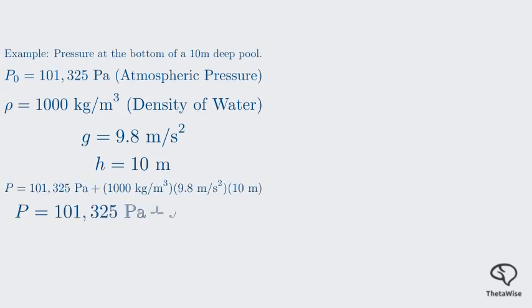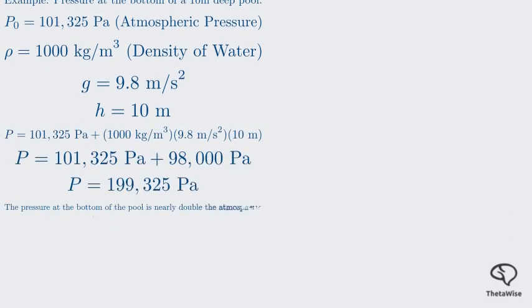Plugging these values into our equation, we get P equals 101,325 plus 1,000 times 9.8 times 10. This simplifies to 101,325 plus 98,000, which equals 199,325 pascals. So the pressure at the bottom of the pool is nearly double the atmospheric pressure at the surface.